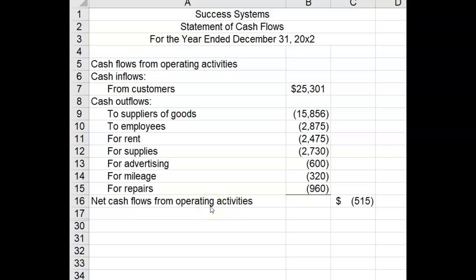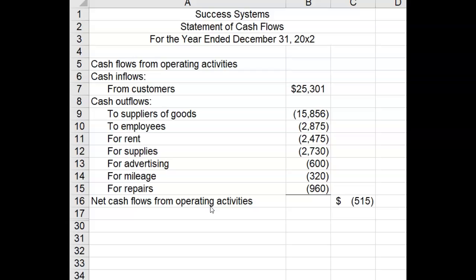Hi everyone. In this video, we'll continue working on the preparation of Success Systems Statement of Cash Flows for the year ended December 31st, 20X2. In the prior video, we began the statement by preparing the operating activities section using the direct method. Now let's work on the investing and the financing activities sections.